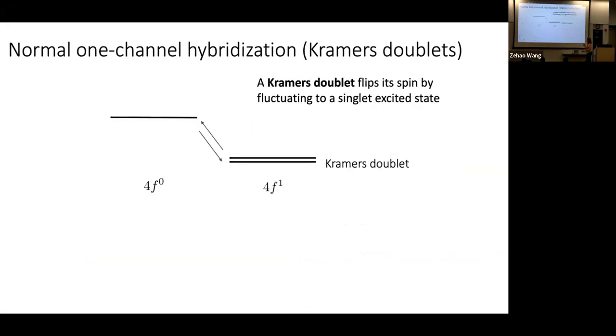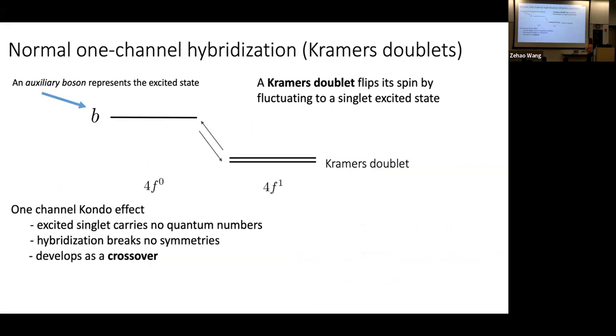So I'm going to put this up again in the same cartoon and then modify it for the 2-channel case. We're using this auxiliary boson to represent the excited state. There's only one of them, because our excited state carries no quantum numbers, so our hybridization breaks no symmetries and develops as a crossover.